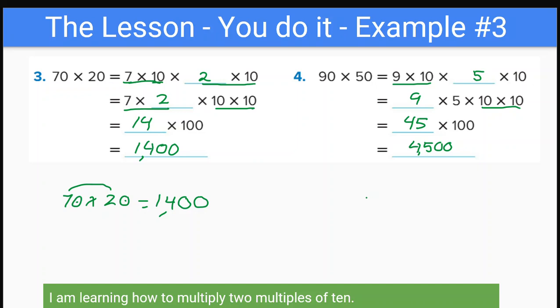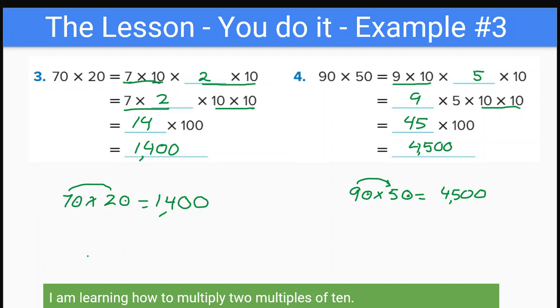Now, me, I would have done it like this. I would have gone 90 times 50. 9 times 5, that's 45. There's 1 zero here and 1 zero here, so I put 1 zero here and 1 zero here. Usually there's the same amount of zeros in the problem as there is in the answer, unless those first two digits make a zero themselves.